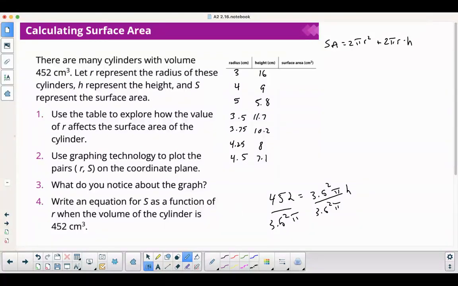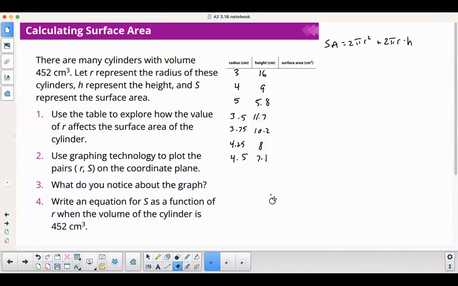Okay, so let's start calculating the surface area here. So I have the radius, I have the height, I can plug them into this formula. So I'm going to do a couple of them for you, and then I'm just going to kind of fill them in. So let's start with the first one: 2 times pi times radius squared plus 2 times pi times radius times height. So go ahead and calculate that, and you should get 357.9.